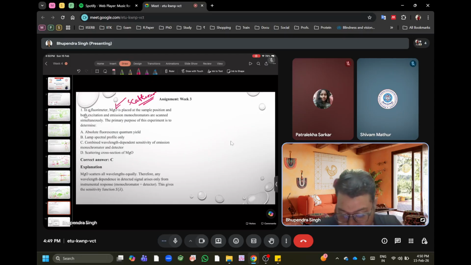So the answer is C. And what is the explanation? MgO scatters all wavelengths equally, therefore any wavelength dependence detected, signal arises only from the instrument response. That is what I was telling you. So any detected signal arises from instrument response, monochromator plus detector. This gives the sensitivity function. I hope it is clear.